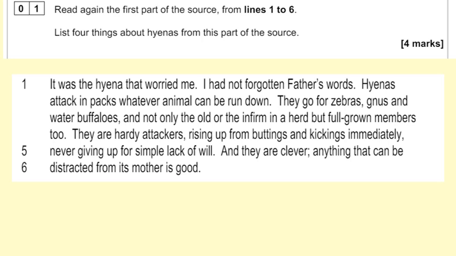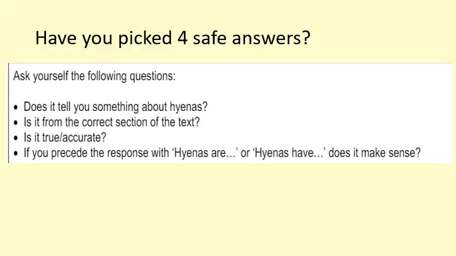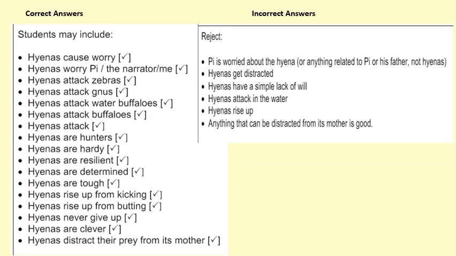So there's the question from last year's paper. List 4 things about hyenas. If I'm looking at that now, I'm saying hyenas attack in packs. They go for zebras. They're hardy attackers. They're clever, and that would get me 4 marks. But make sure that you're reading it really carefully. They were the correct answers that you could have. You might look on the right hand side at the things that would be rejected. Okay, don't guess, go with the explicit.